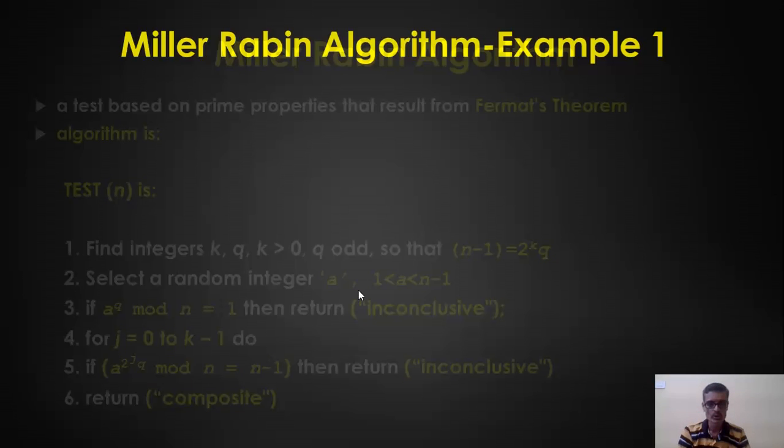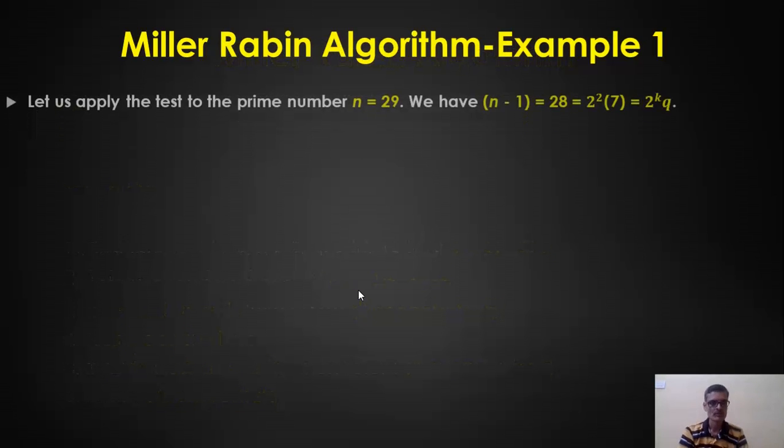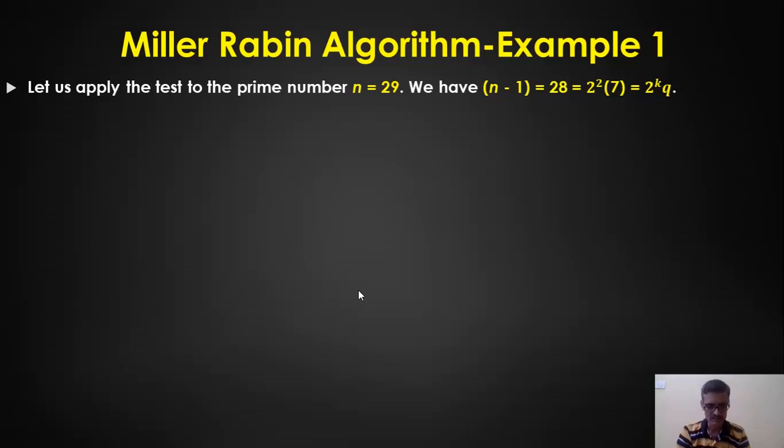Now, just look at this. I have an example. My example is n equal to 29. As you know, 29 is a prime number. Let us verify that by using the Miller-Rabin algorithm. So, what is the first step? According to my algorithm, n minus 1, that is 28, I need to represent in this fashion. That is 2 power 2 into 7, which gives me 28, where k is 2 and q is 7.